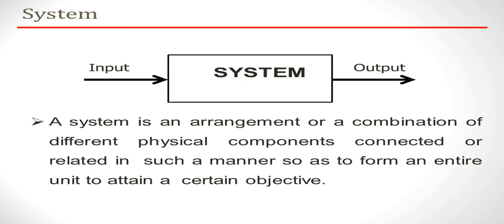System, a system is an arrangement or a combination of different physical components connected or related in such a manner so as to form an entire unit to attain a certain objective. So for the system, simply there is input and there is output.